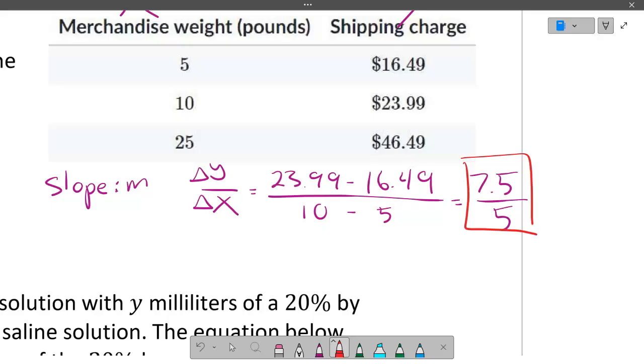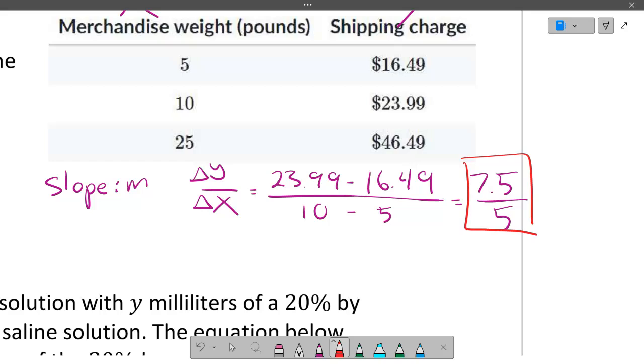So as the weight increases by 5, the cost increases by 750. Okay, that is what the slope is modeling. As the weight increases by 5 pounds, the cost increases by $7.50. And then we can reduce this down to a unit rate as well, which we'll do in a second. This isn't saying that 5 pounds will cost $7.50. This is saying that as we increase the weight by 5 pounds, the cost will increase by 750.